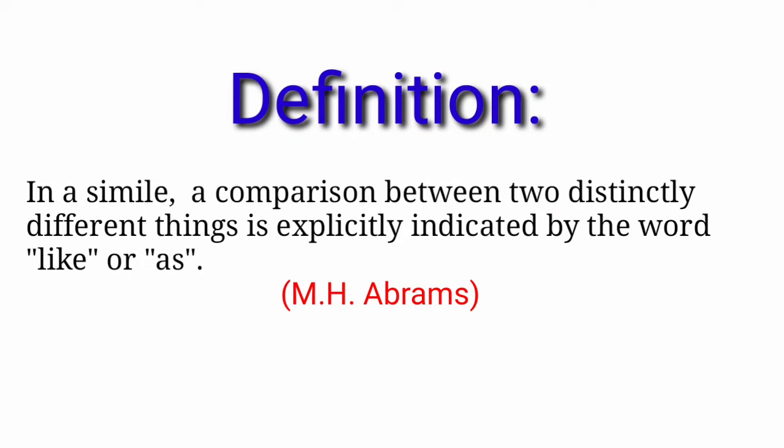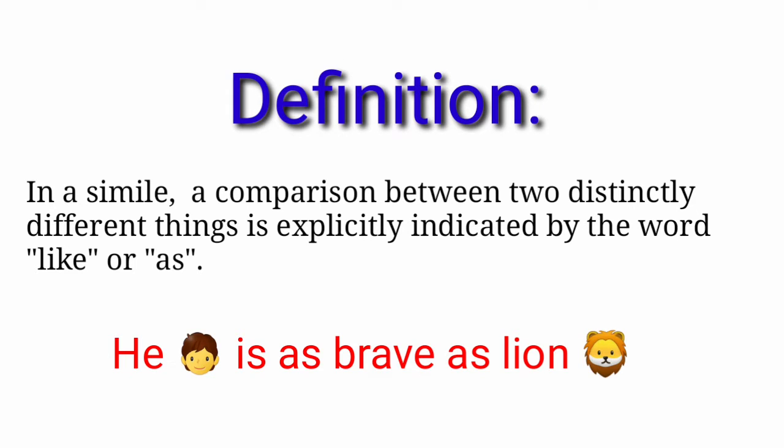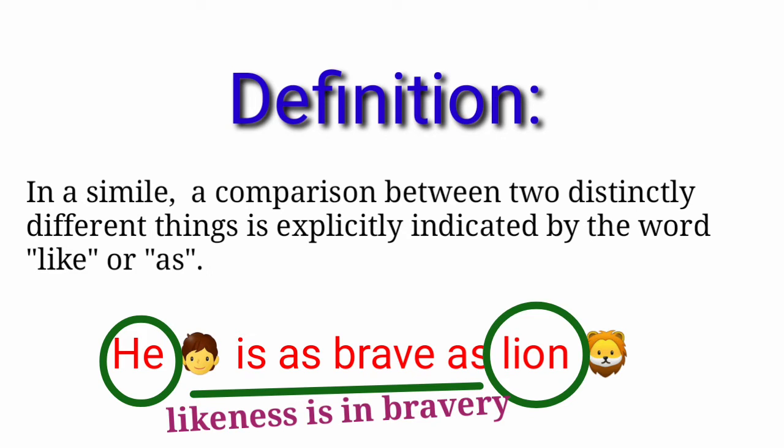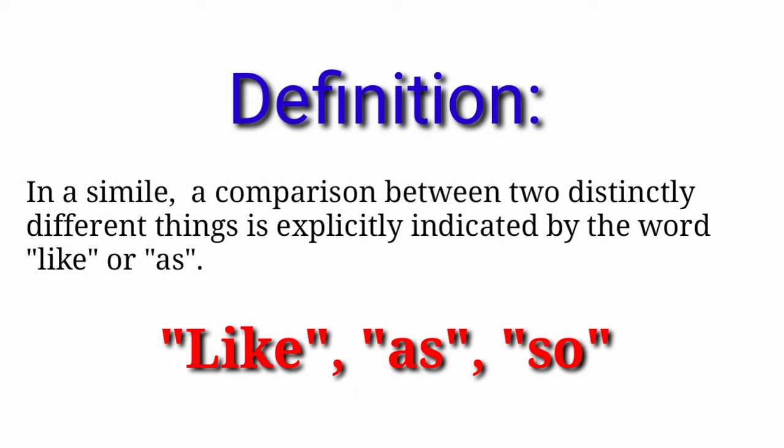So at first, let us discuss the definition. As written in the book of literary terms by M.H. Abrams, it is written that in a simile, a comparison between two distinctly different things is explicitly indicated by the word like or as. So what does that mean? This means that a simile refers to any comparison that is made between two or more objects that are completely different in nature. Okay, so when we compare this with that, two objects will obviously be different in nature, and the comparison will be made using the word like or as or so. Okay, so this is the definition of simile.